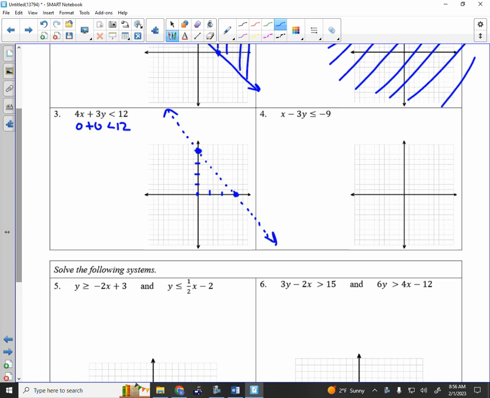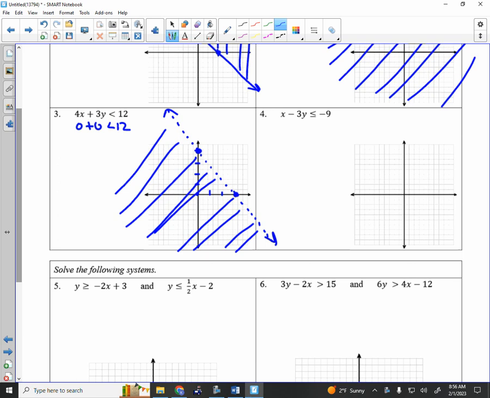So does that mean I shade on the left or the right? I shade on the left, and that will include the 0, 0. If it didn't work, then I'd shade on the right. That's the way I would approach that problem.